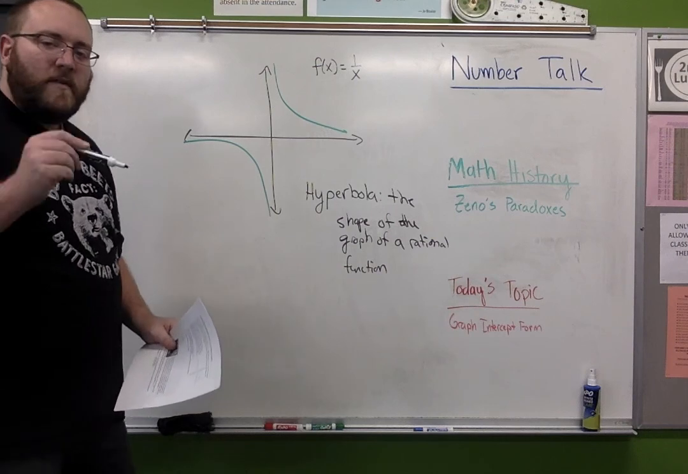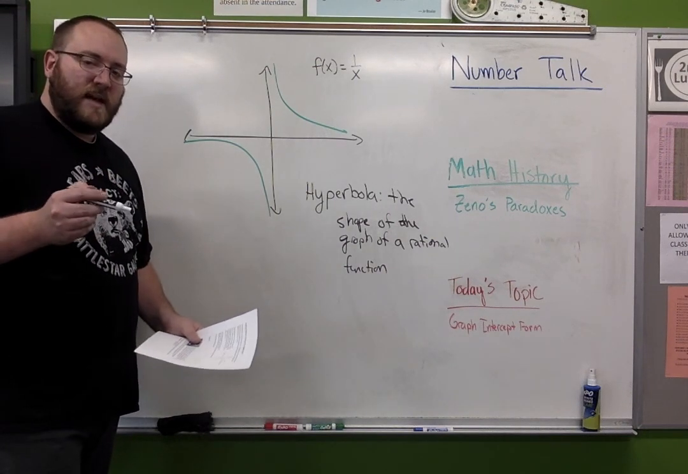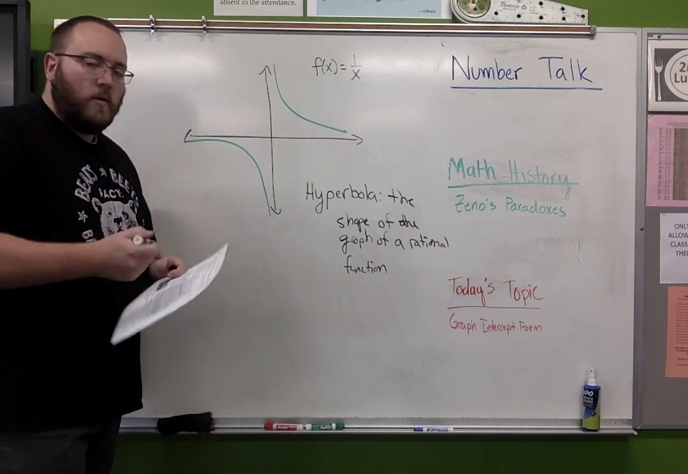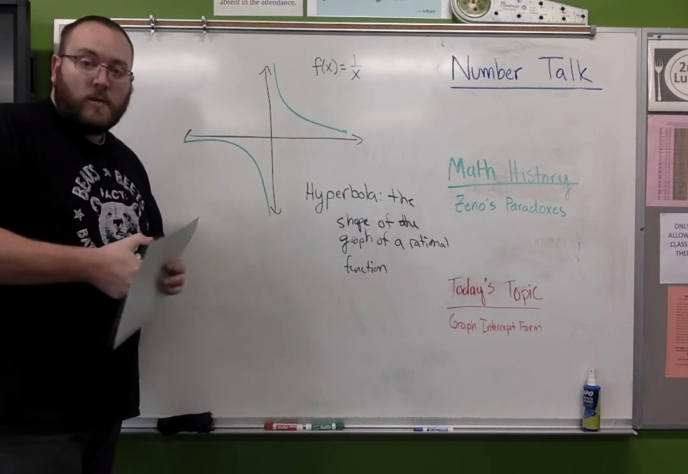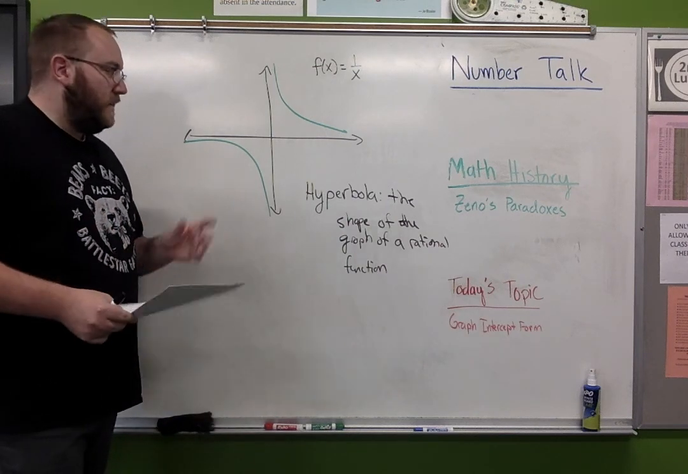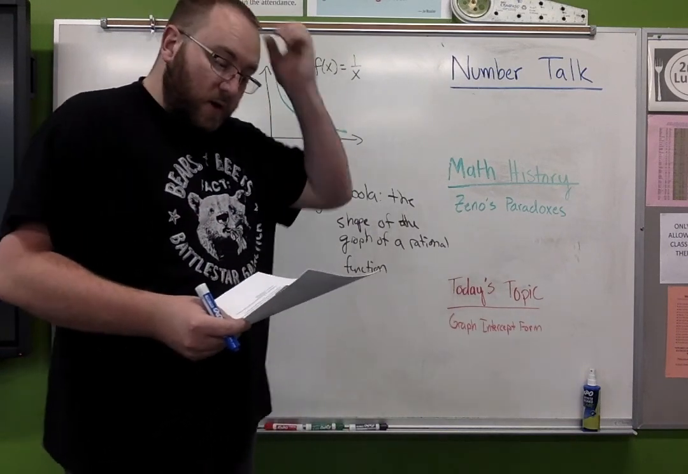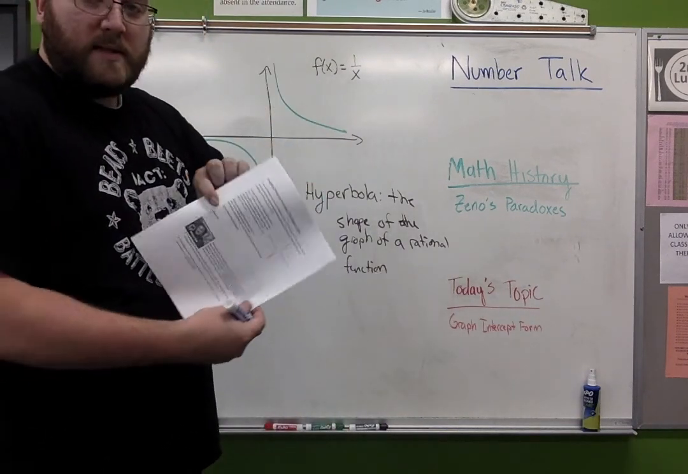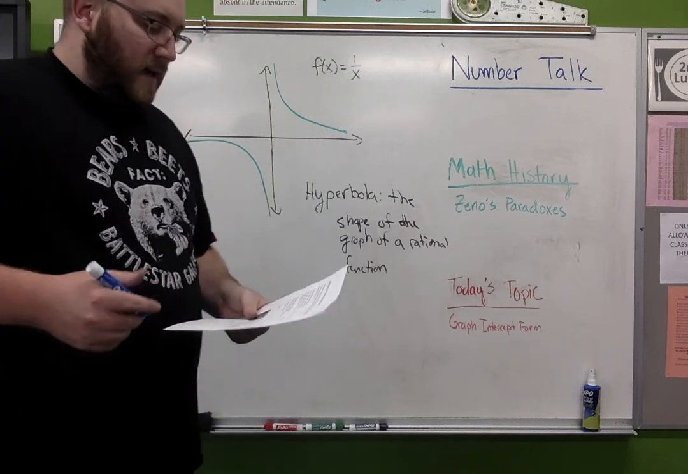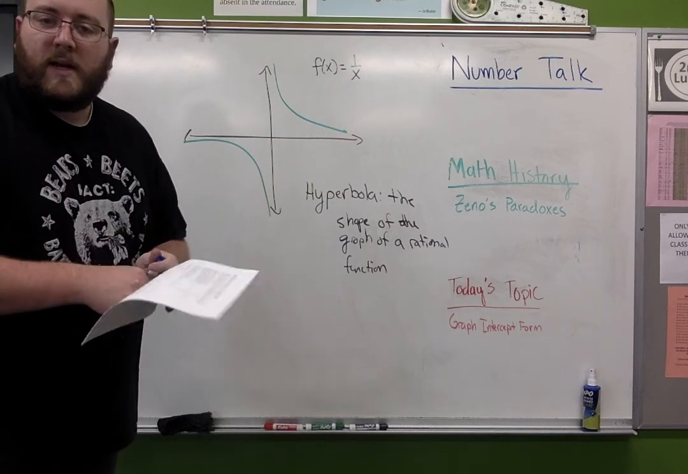Every hyperbola, or every rational function graph, has a vertical and horizontal asymptote. Sometimes there's more. There can be more than one vertical asymptote, but there's always at least one if you're going to get this hyperbola. Now a reminder, an asymptote, and you can write this on your paper. That's why I have it here. I'll write it down for you.